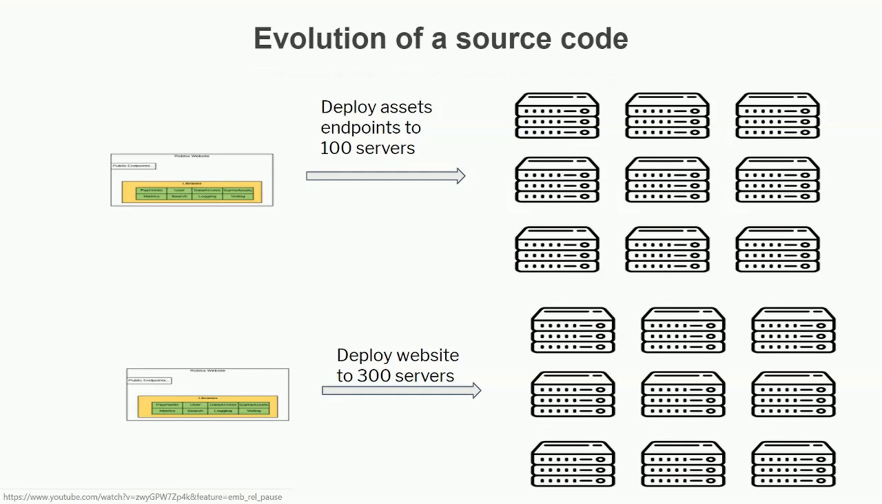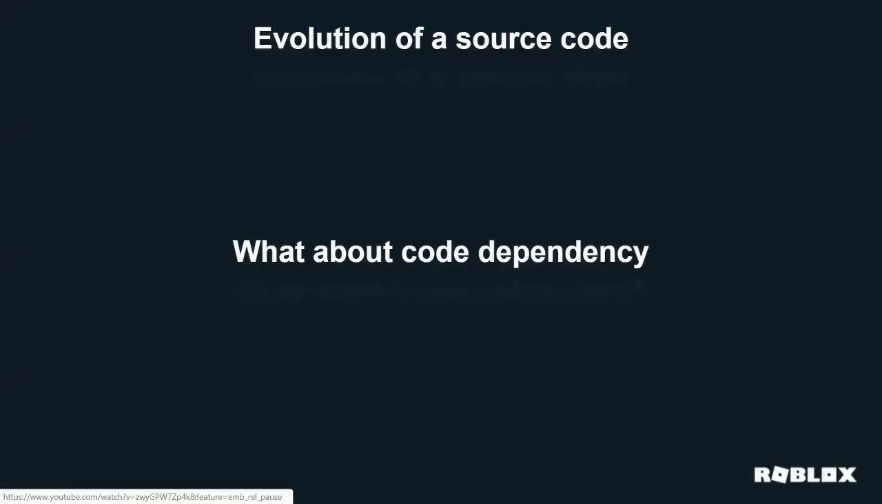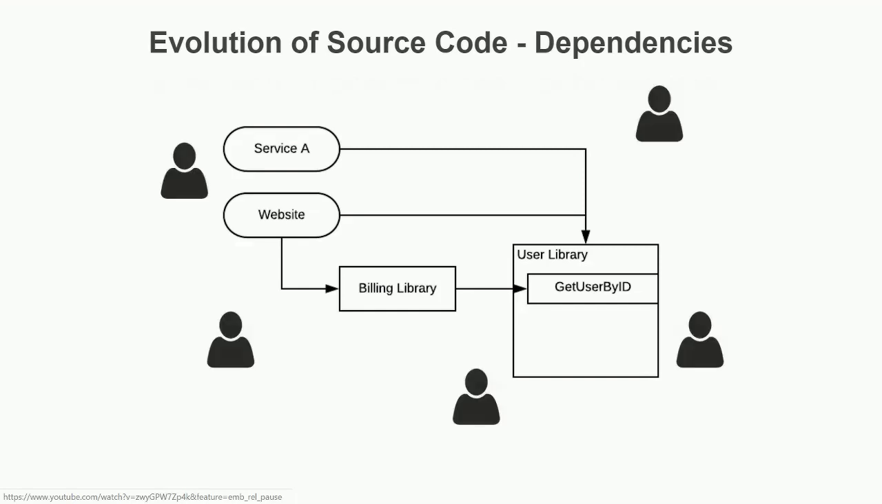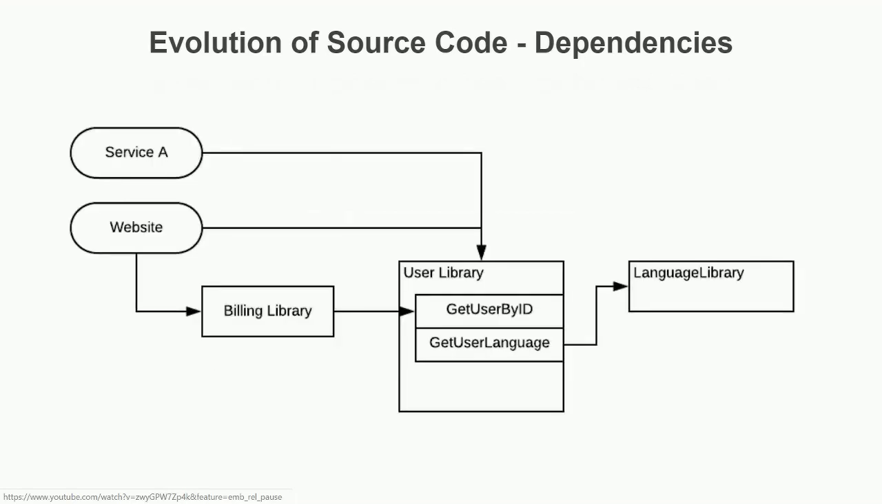And remember, this is Windows, IIS servers, the usual stuff. On the parallel side, a different view on the same problem is what's happening with the code dependencies. There's a website, libraries, and all that. This is just a classic example of how it could look. You have a user library with get user by ID, a billing library using that, the website, some other service, and it's very simple. Now you have this many people, and the team handles this very easily. Next, you decide to have user languages, and you add a language library. That's your dependency tree right now.